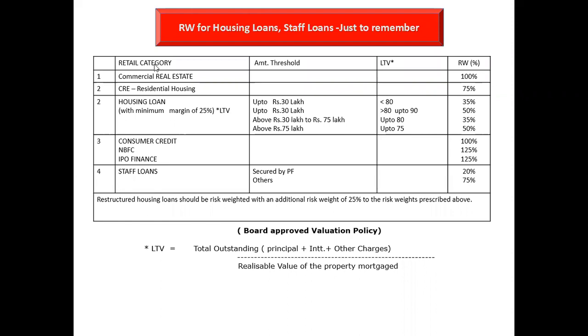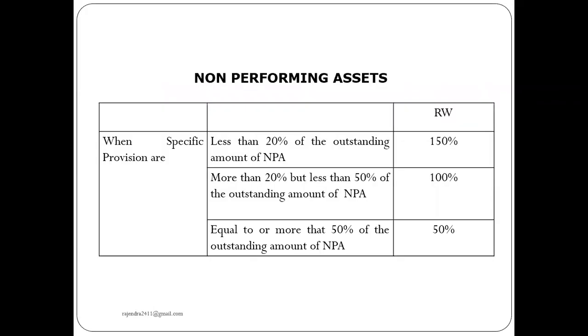Consumer credit 100 and NBFC 125, IPO finance 125 risk weight. Note down, credit card receivable 125. Consumer finance is 100, but credit card receivables carry 125% risk weight. Staff loan has 2 categories. Staff housing loan backed by terminal benefits, 20% risk weight. All other staff loans, 75%. This is the chart I will update.